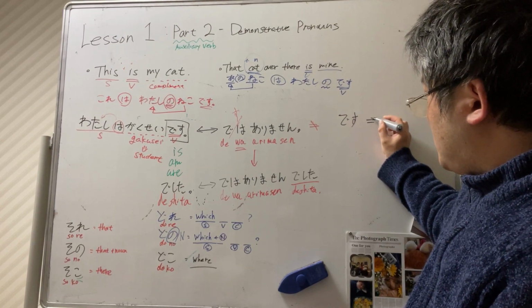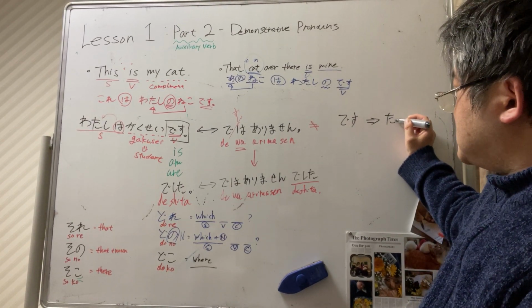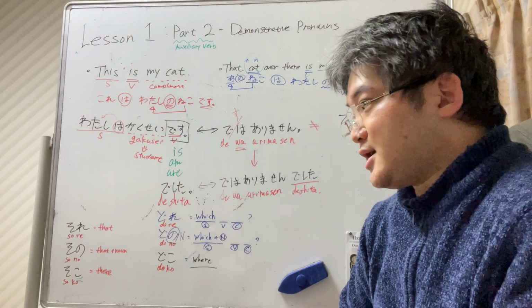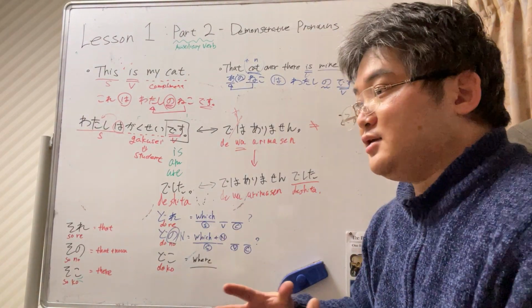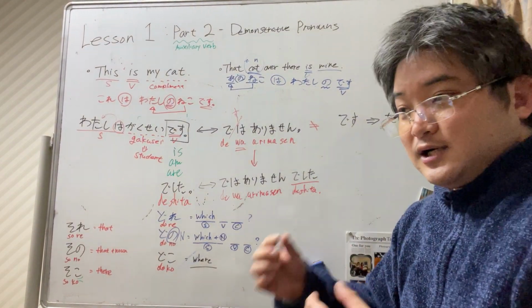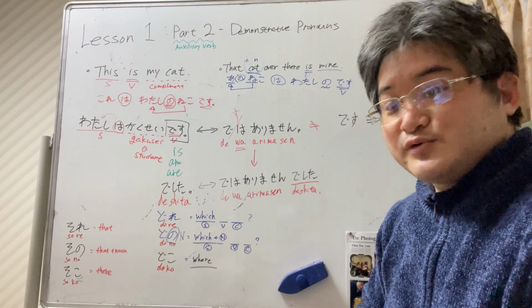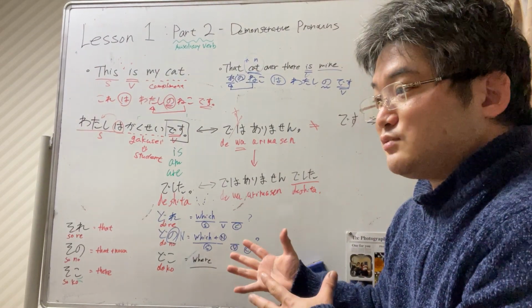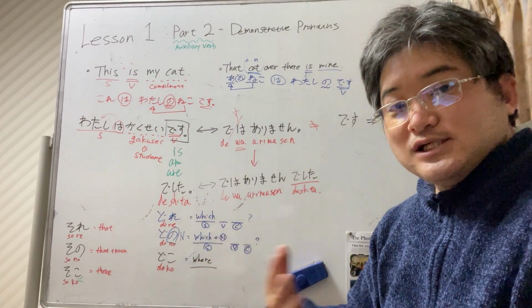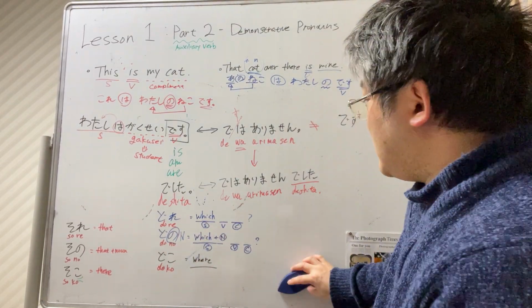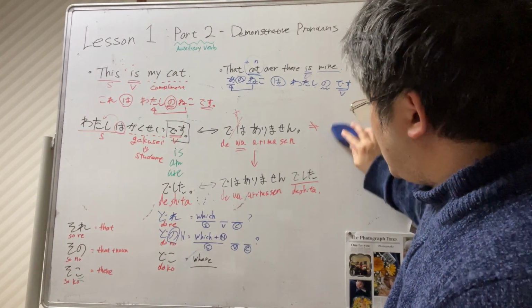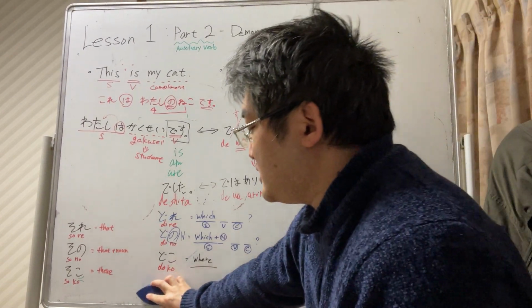Then in the polite plain form, it becomes da, and if you are watching anime a lot, then you might actually hear this plain form much more often than the actual polite form, because they are talking to each other as friends. But going into the plain form, and plain form itself is not that difficult.